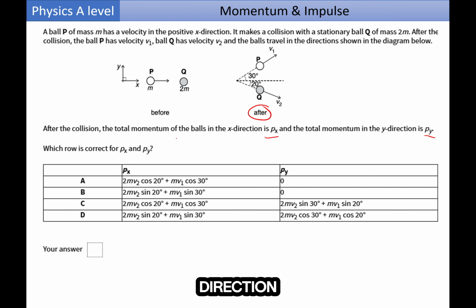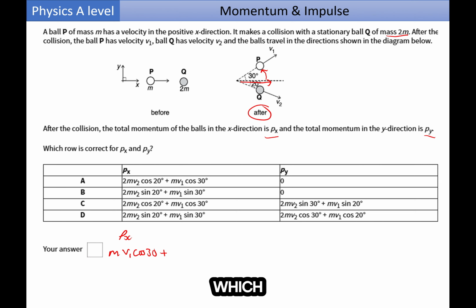So let's do it in the x direction then. So we've got rho x. So that looks like mass times velocity of p. So the mass of p is m. The velocity of p afterwards is going to be v1, but it's the horizontal component from 30. If it goes through the angle, we use cos. So that's cos 30 plus the momentum of q.